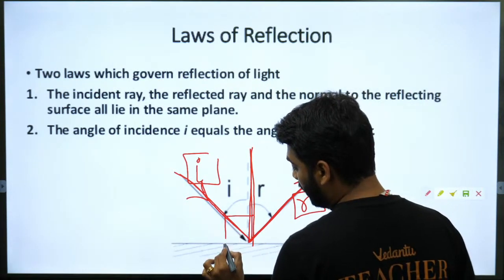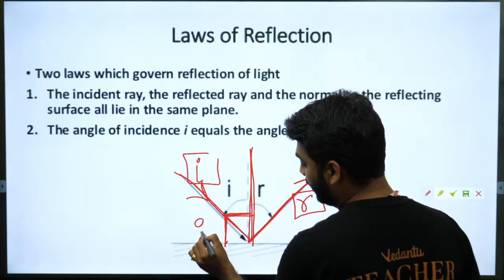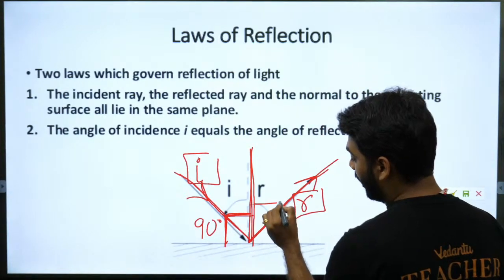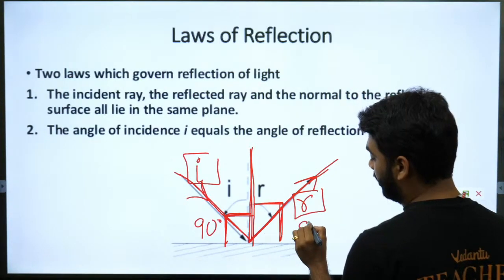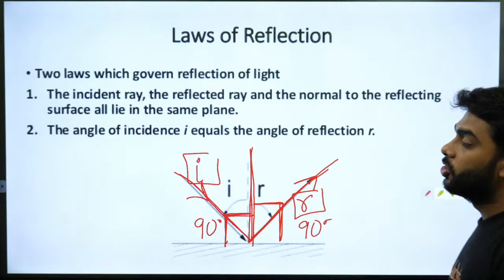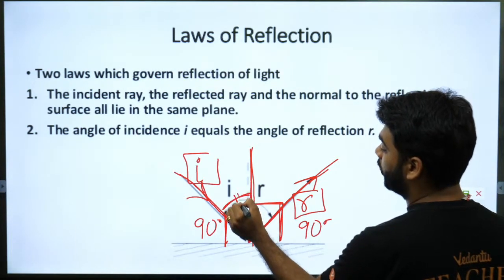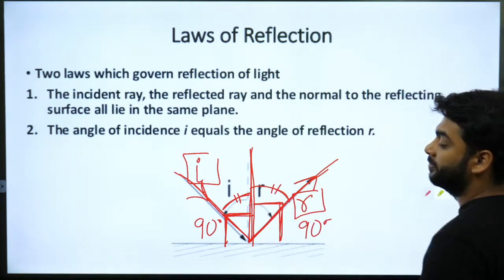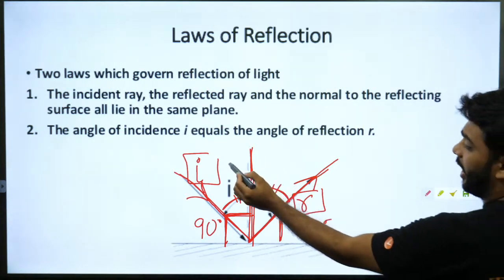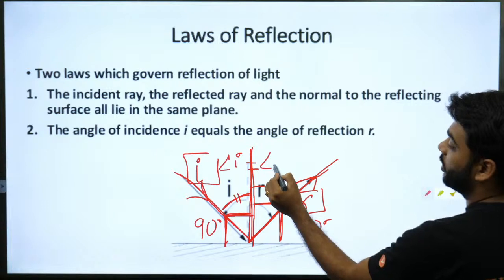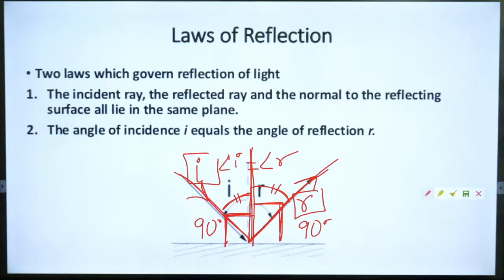Again, this total is going to be 90 degrees. It is a perpendicular angle. And this total is also going to be 90 degrees. So always remember that this angle is going to be equal to this angle. That is, angle of incidence is equal to the angle of reflection.